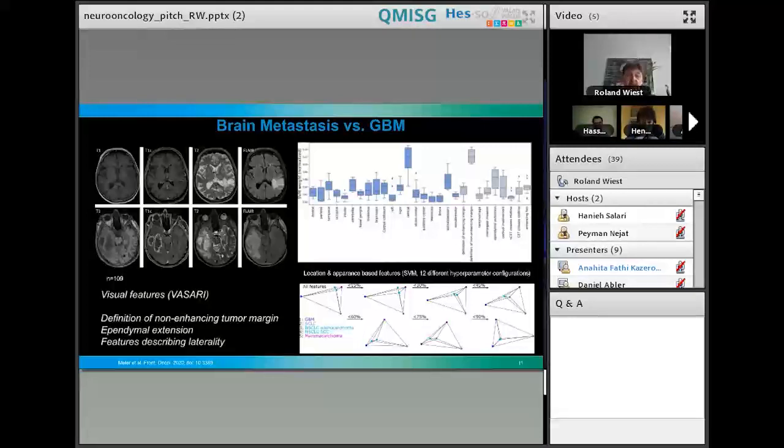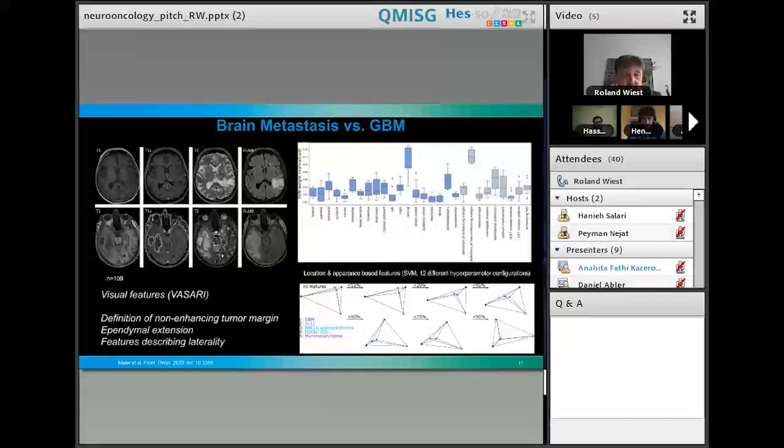And what you can see here is just a simple algorithm that uses different support vector machines in order to discriminate glioblastomas from metastases. In the upper row, you can see some of these so-called Vasari features. That means these visual features that are based on location and shape and infiltration. And what could be shown in this paper by our group recently is that it's very easy to discriminate glioblastoma from metastasis, but it's rather hard and rather difficult to discriminate different metastases stemming from different tumors from each other.